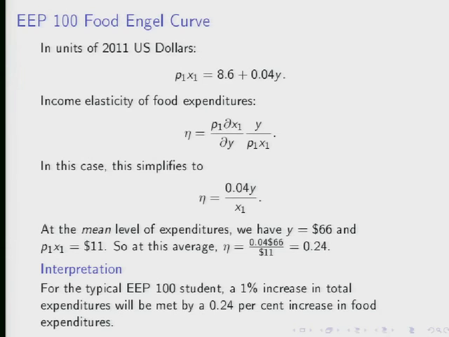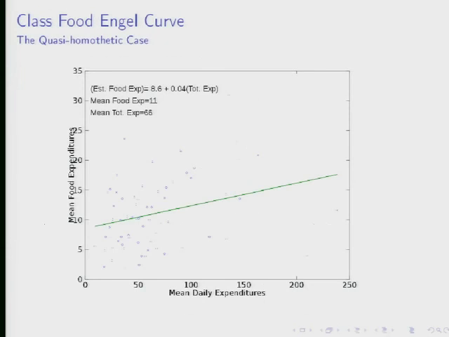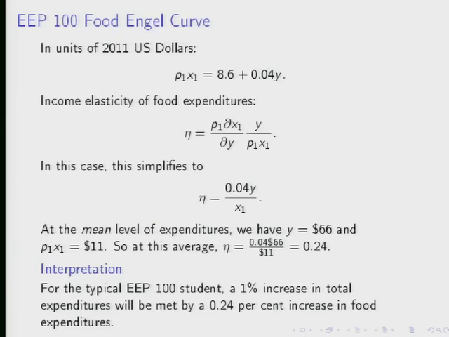I want to come back, and we can use this Engel curve and the stuff we calculated here to calculate income elasticity for this class. So let's go ahead and do that. So we've got an Engel curve. We just computed this. So expenditures on food in this case are equal to $8.6 plus 0.04 times total expenditures. That's expressed in daily quantities. Now I'm going to use this formula we have for elasticities.